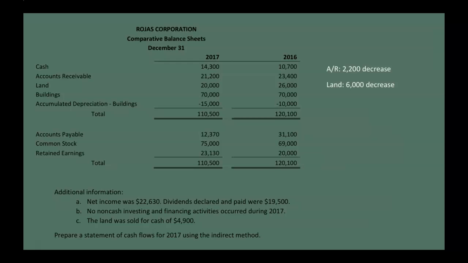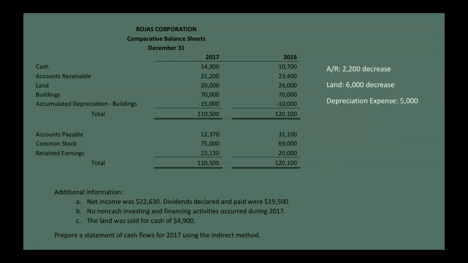Accumulated depreciation on those buildings, though, did. So that $5,000 difference there is going to be our depreciation expense. And depreciation expense is one of those non-cash expenses. So we'll see where that goes on the statement of cash flows in a bit.